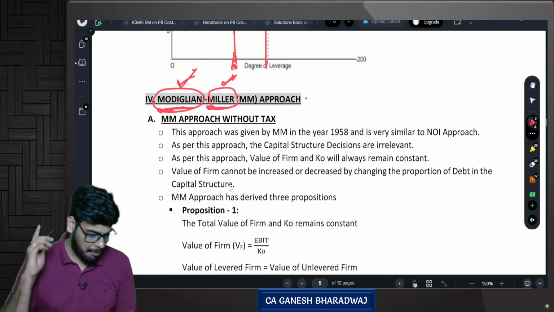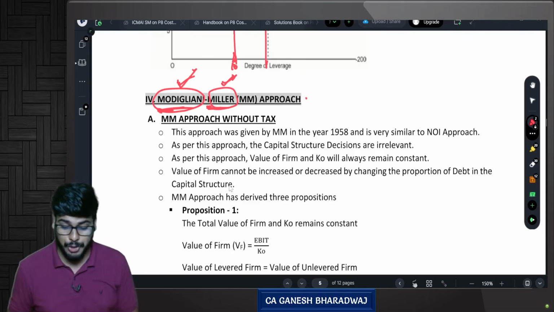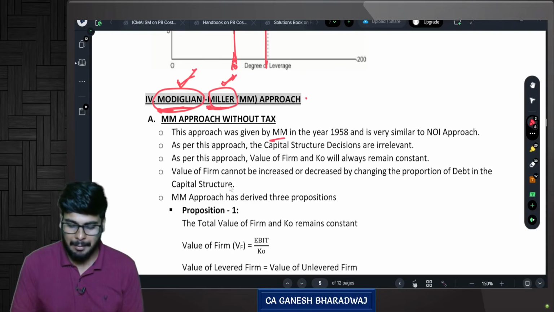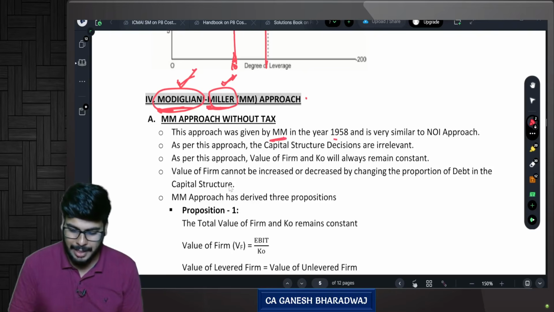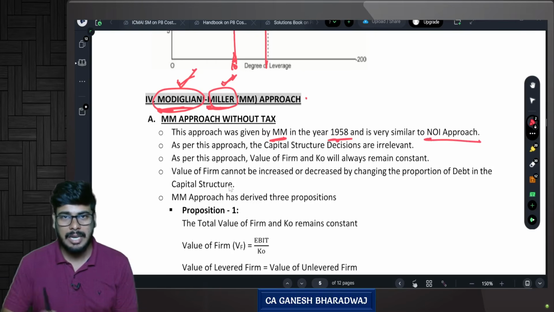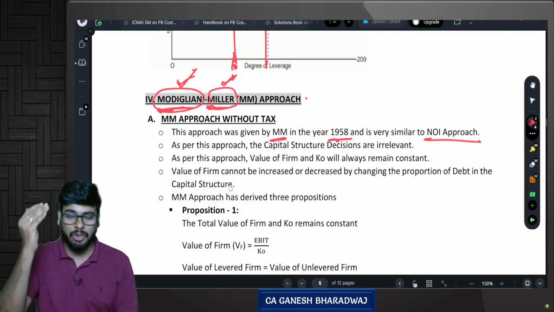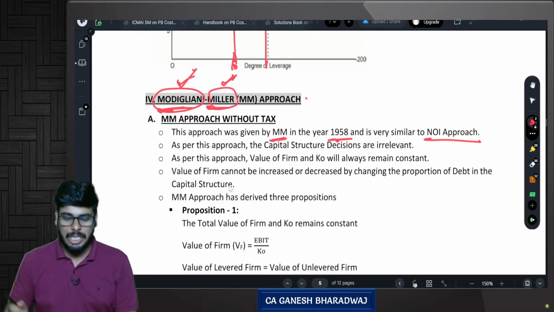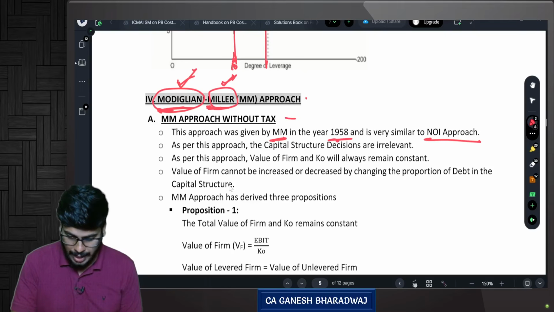The Modigliani-Miller approach, popularly known as the MM approach, was given by two people, Modigliani-Miller, in the year 1958, and it's very similar to the NOI approach. Not similar, it is the same. These two guys have copied it. So Modigliani-Miller without tax is equal to the net operating income approach.